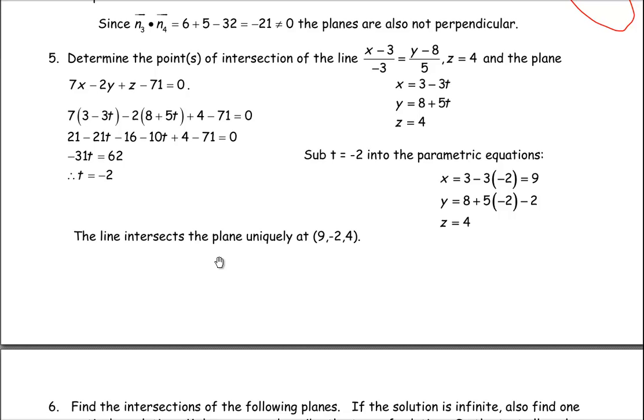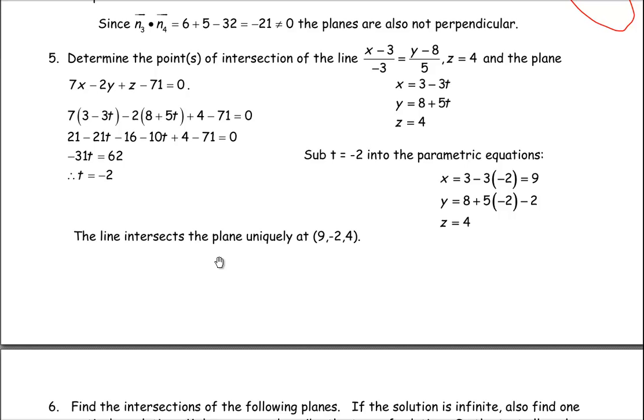So we substitute these in place of x, y, and z in the plane's equation. So here's the plane's equation. So 3 minus 3t goes there. 8 plus 5t goes in place of y, and 4 goes in place of z. And so we distribute the 7 in, that's 21 minus 21t, the negative 2 in, so negative 16 minus 10t, and then plus 4 minus 71 equals 0. So combining like terms, those two t terms add to negative 31, and the constants, 21, negative 16, plus 4 minus 71 is negative 62. So when we bring it over to the right side, it'd be positive 62.